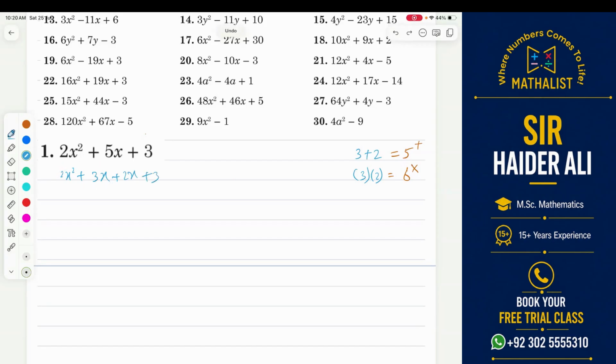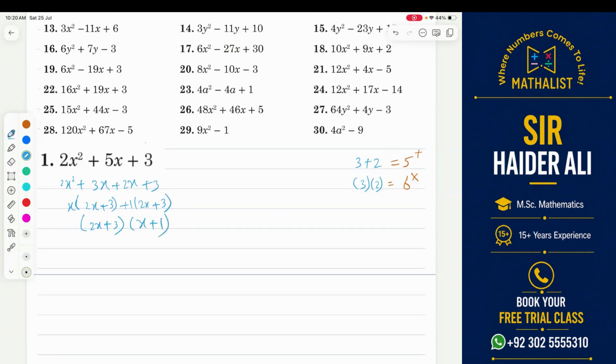From these two, x common. And now 2x plus 3 is common, and inside we have x plus 1. See this question, then I start the next.